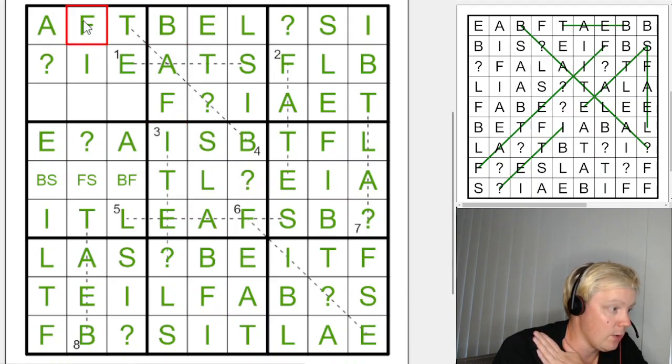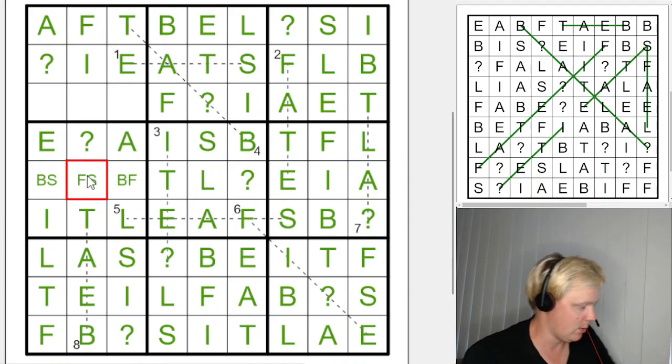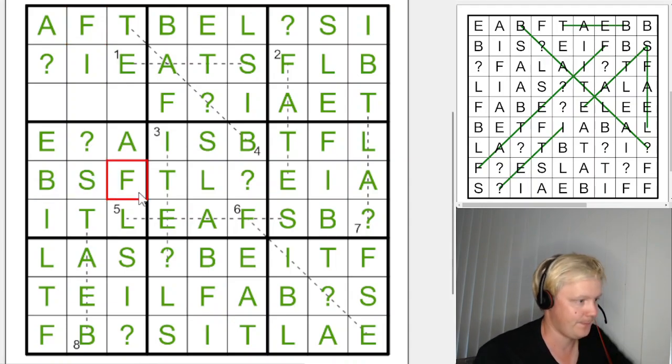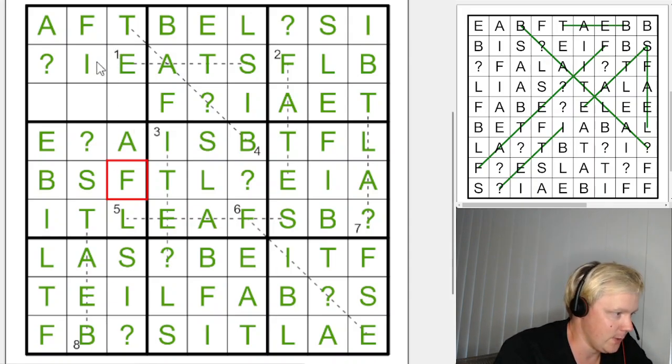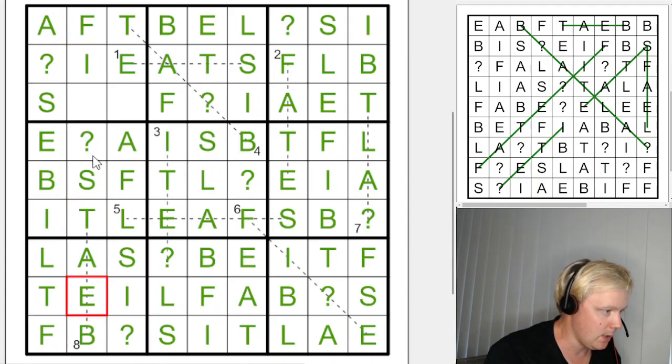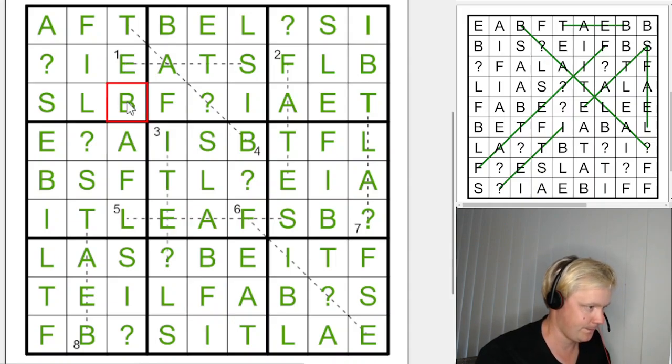Now let's look at, okay, this F helps us now. This is now S, and the S helps us. So this is B, and this is F. And now all of these columns are only missing one letter. So let's see. A, B, E, F, I, L, S is missing. A, B, E, F, I, L is missing. And A, B is missing, right?